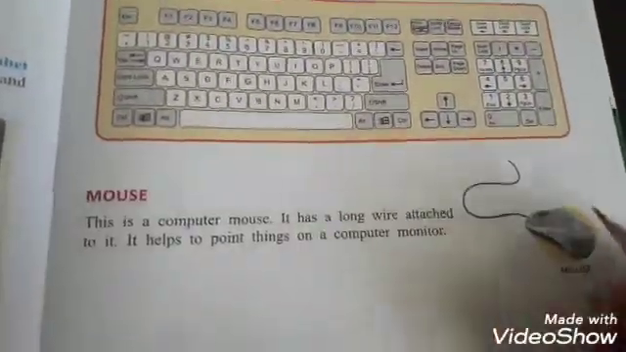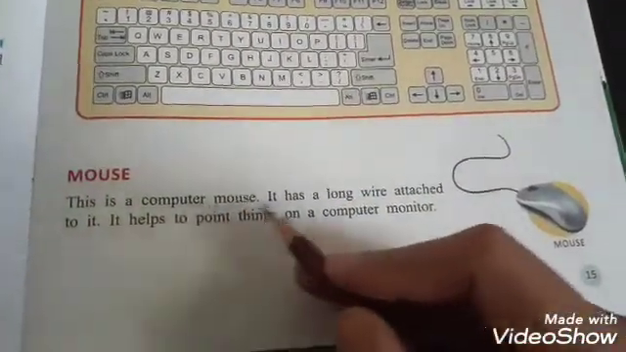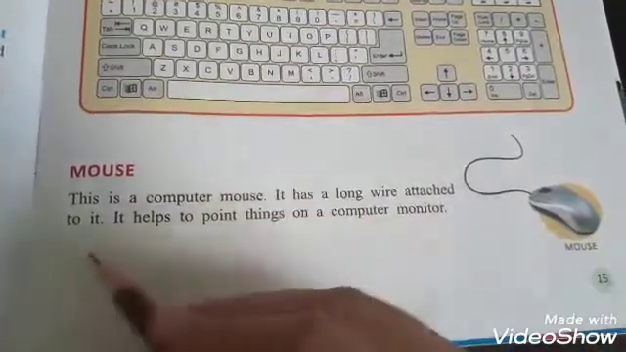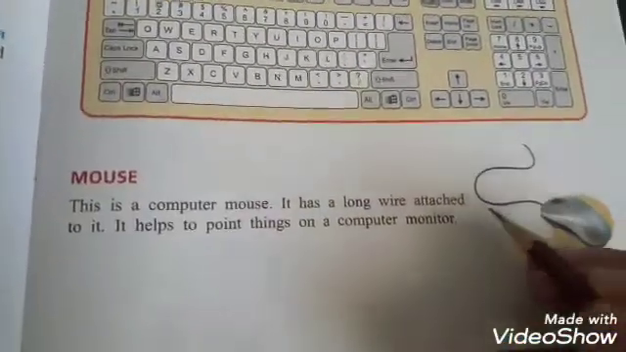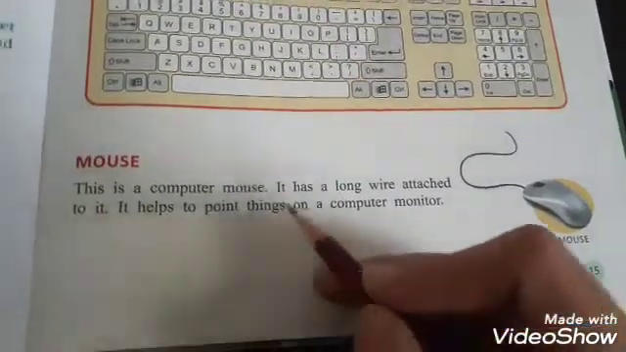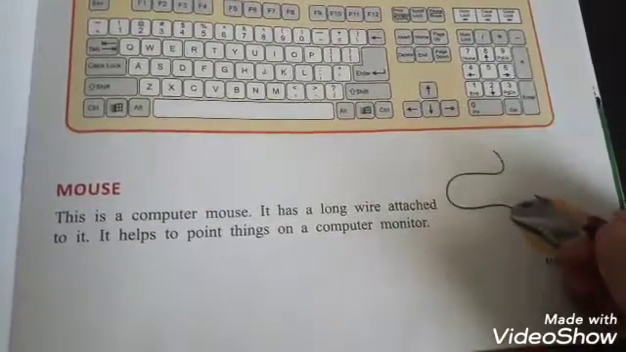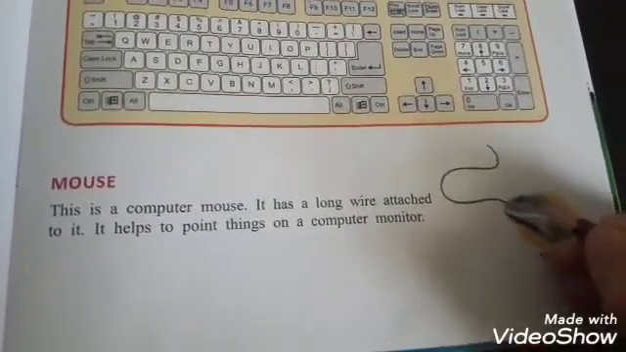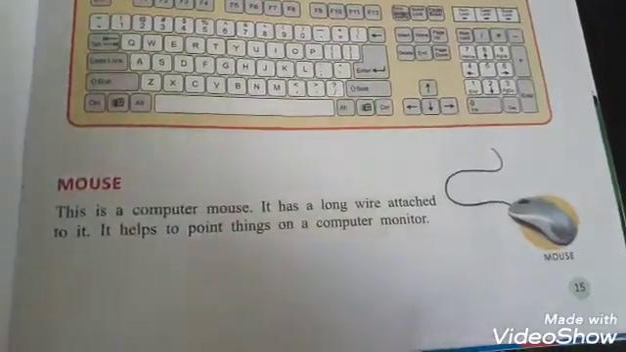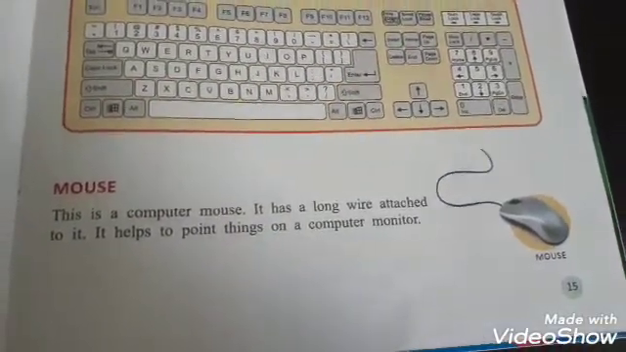Mouse. This is a computer mouse. It has a long wire attached to it. It helps to point things on a computer monitor. These are the 2 buttons of a mouse, and in the center, in the black color, this is a scrolling wheel that helps us to scroll over the computer screen.